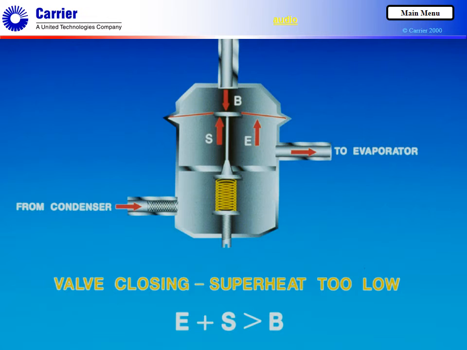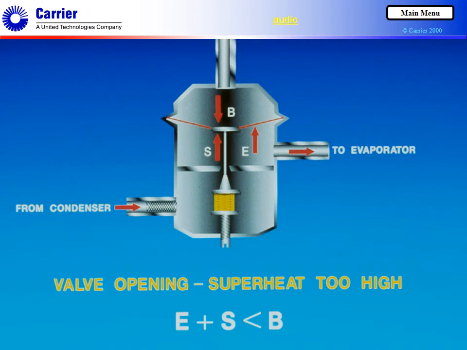The saturated refrigerant temperature and pressure within the bulb drop. This sends a reduced pressure to the top side of the diaphragm. The combined force of the spring and evaporator pressures below the diaphragm now exceeds that from the sensing bulb above it, and the diaphragm bends upward. The needle moves toward the closed position, which allows less refrigerant to enter the evaporator. The reduced refrigerant flow increases the superheat, thus returning the system to equilibrium at 10 degrees Fahrenheit superheat.